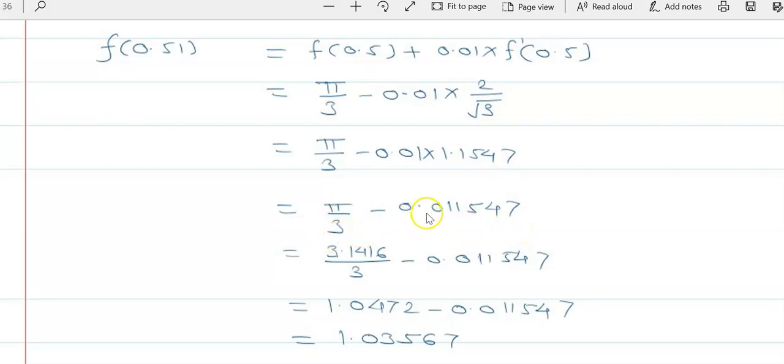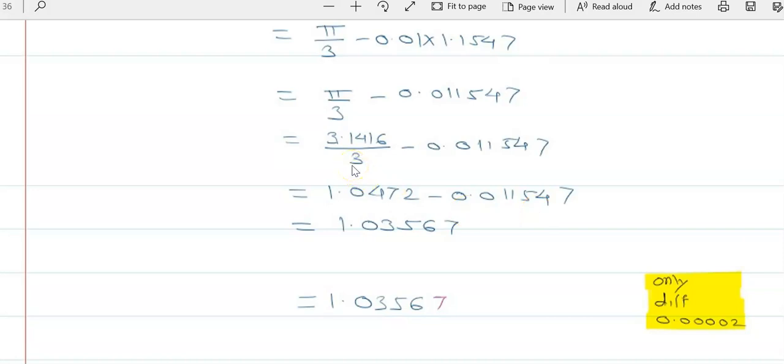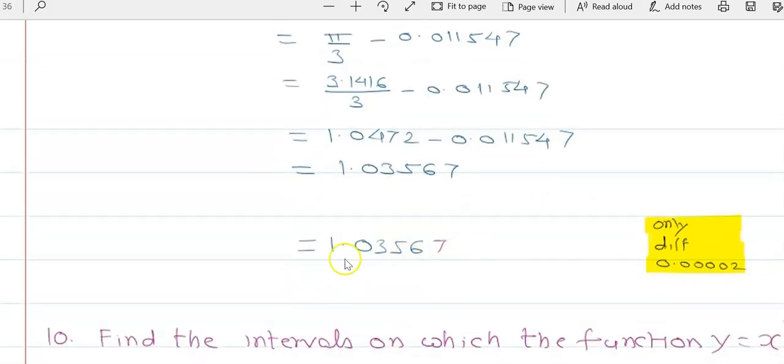minus 0.011547. And what is the value of pi? If we take the value of pi as 3.1416 upon 3, then you will get 1.0472 minus 0.011547, and their subtraction is 1.03561, and hence our answer is 1.03567.